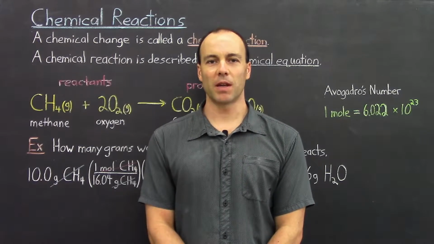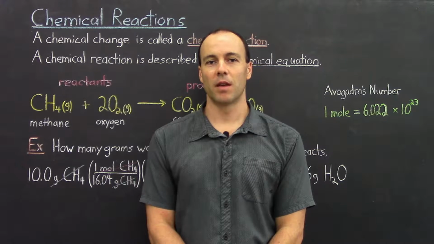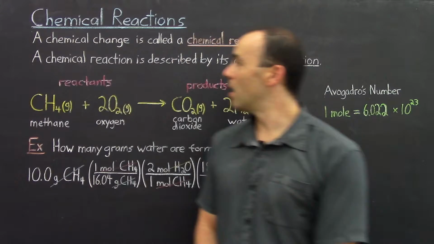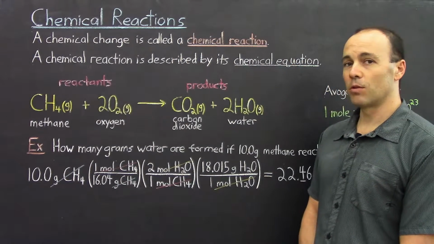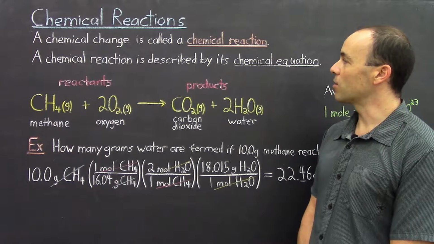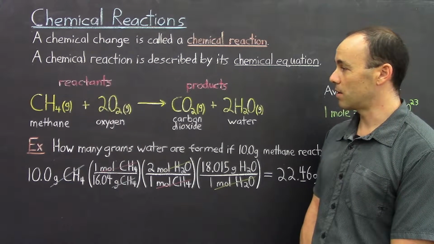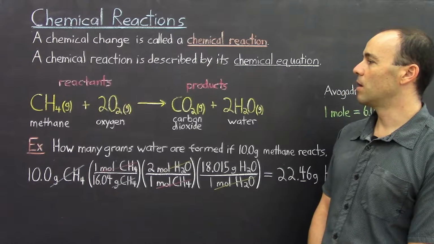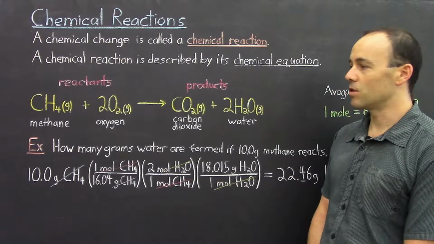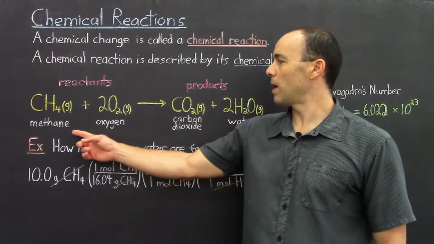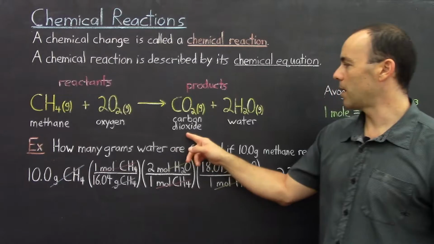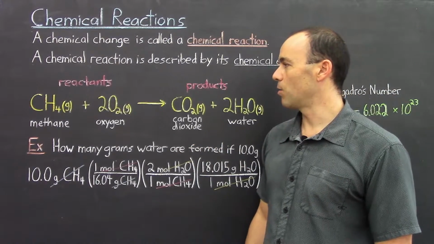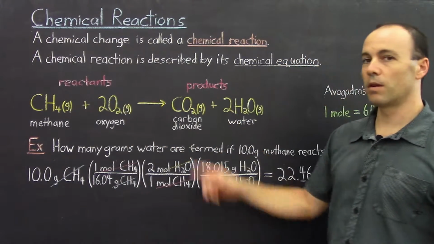In chemistry, we spend a lot of time talking about chemical reactions. After all, they are the central focus. So let's take a closer look. A chemical change is called a chemical reaction, and a chemical reaction is described by its chemical equation. Here's an example of an equation that describes the reaction that occurs between methane and oxygen. Methane reacts with oxygen to produce carbon dioxide and water. The chemicals that you start with are called the reactants, and those that you end up with are called the products.